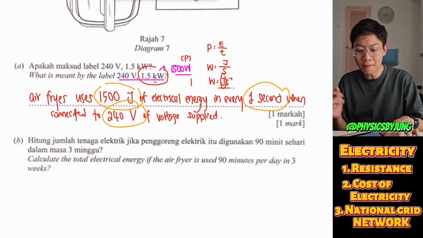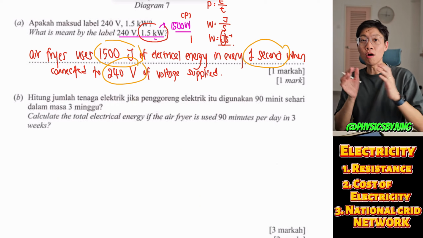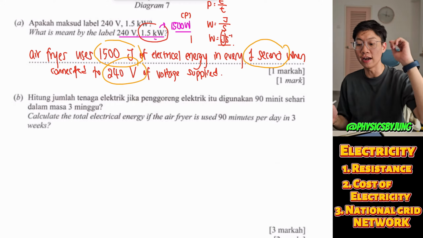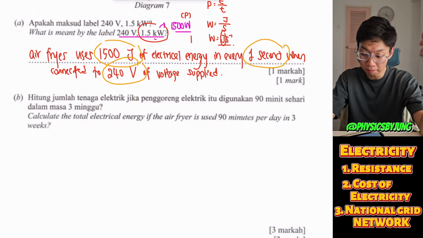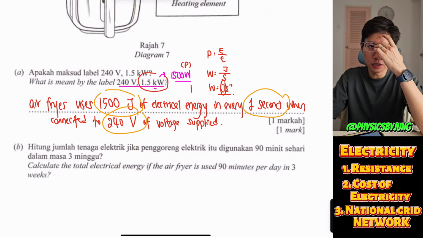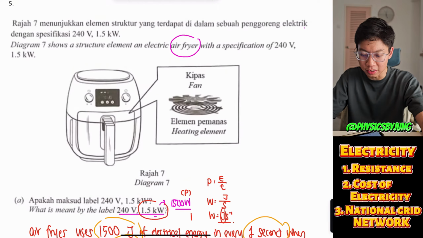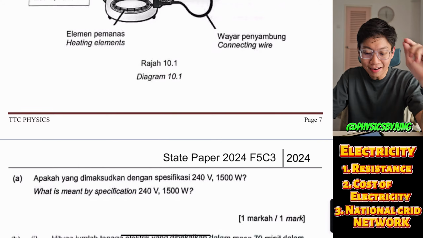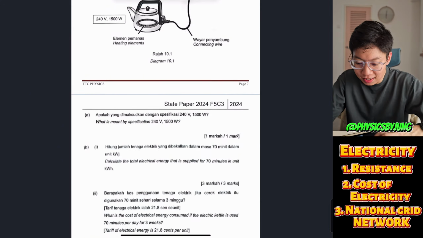So this is actually a definition question. Okay, so 3 marks. Then now the next question they ask, calculate the total electrical energy for the air fryer if you use 90 minutes per day. Recently, I would say the trend for questions in electricity is that I feel like they would like to ask this kind of calculation.